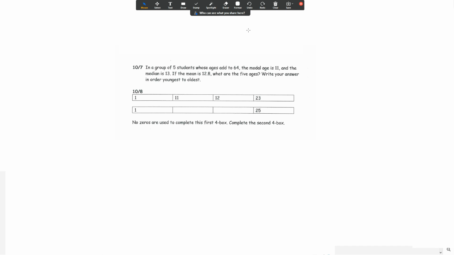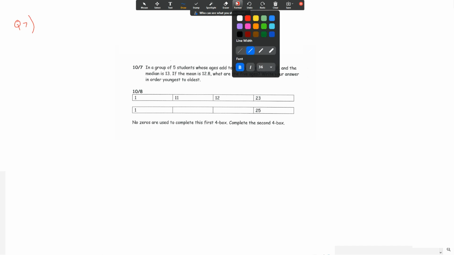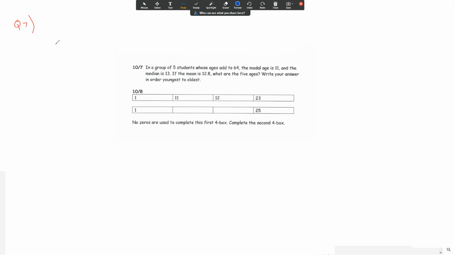So, the first question over here, question number 7. It says, in a group of 5 students, okay, 1, 2, 3, 4, 5, whose ages add to 64. The modal age, which means it's the most frequent or repeated age, doesn't say how many times, is 11. And the median is 13, and that's your middle value. Okay, so middle value means that if I put it from smallest, say this was the smallest, and this was the biggest number, then that number over there is 13.